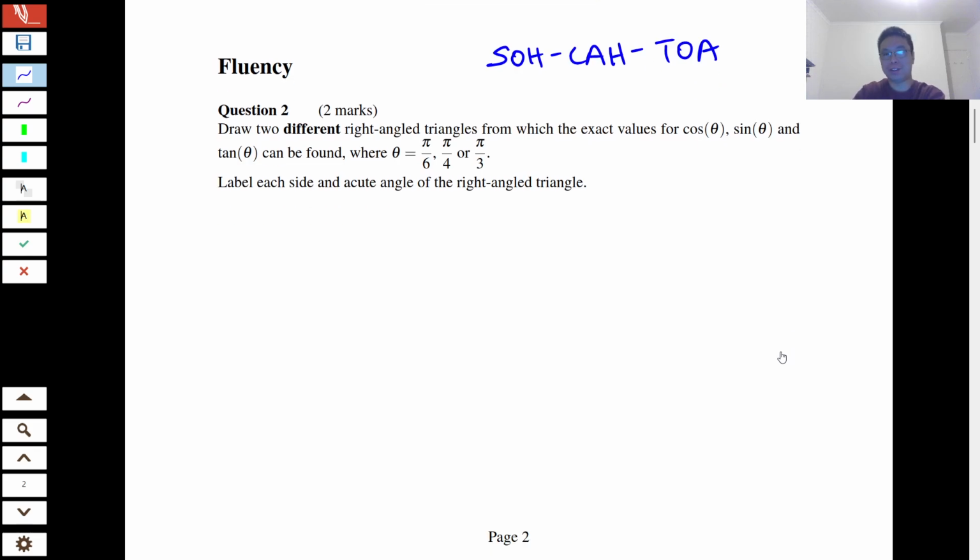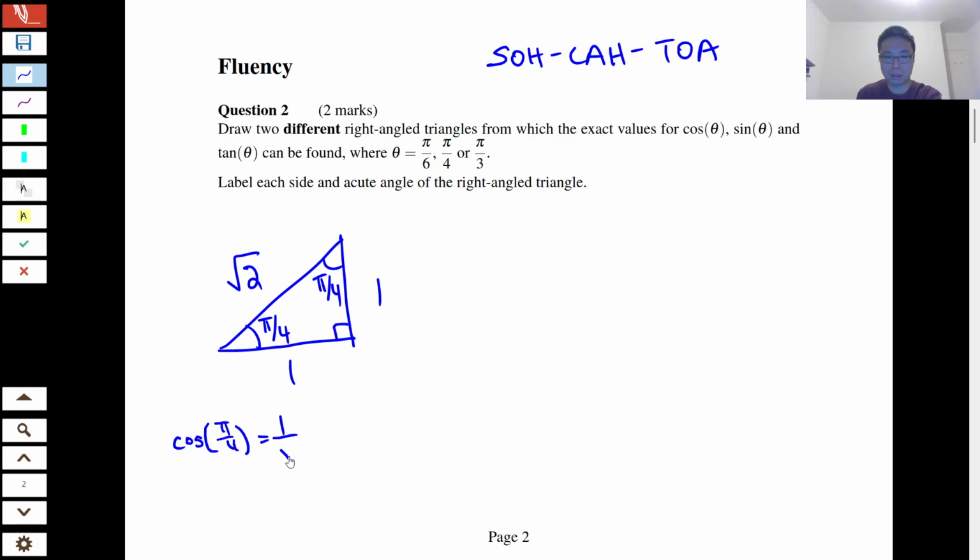Question 2 asks you to draw the triangles from which you can deduce the exact values. The easier triangle involves an isosceles right-angled triangle with angles pi on 4 and side lengths 1 and 1, giving me a hypotenuse of root 2. From this triangle, I can deduce that cosine of pi on 4 is 1 on root 2. You don't need to write this, but I'm writing it for completeness and for your reference. Sine is 1 on root 2. Tan gives me 1.